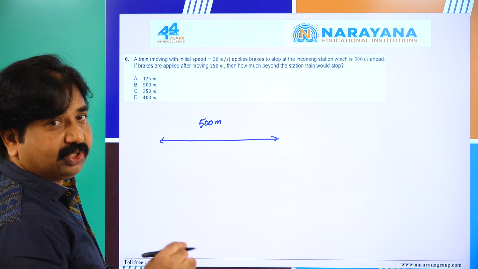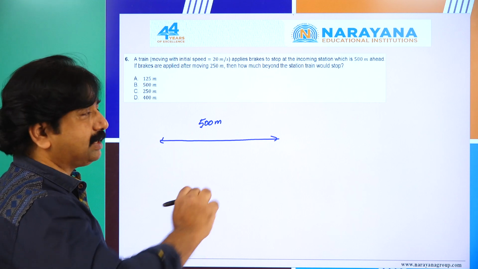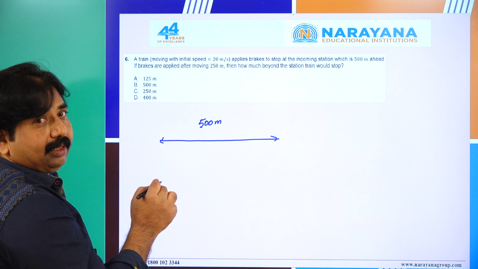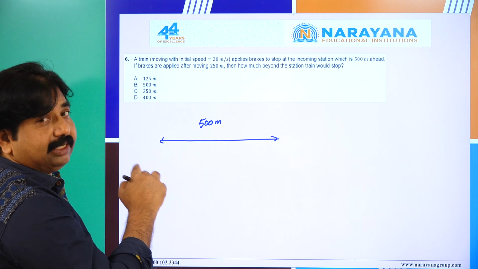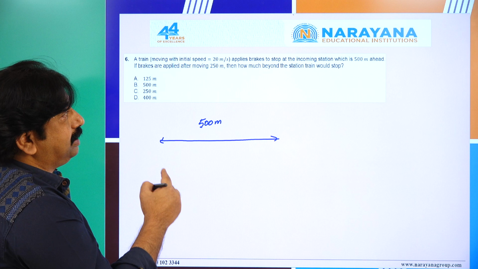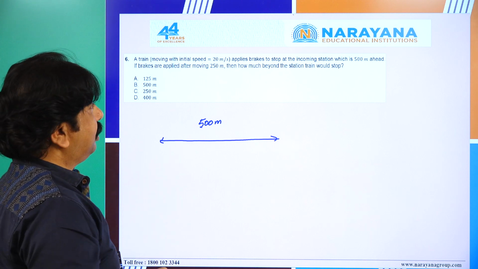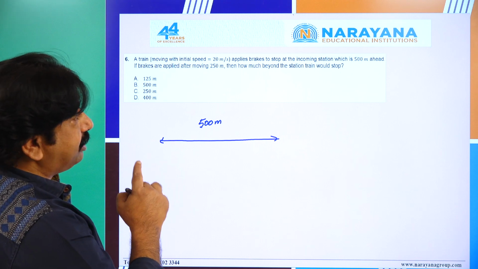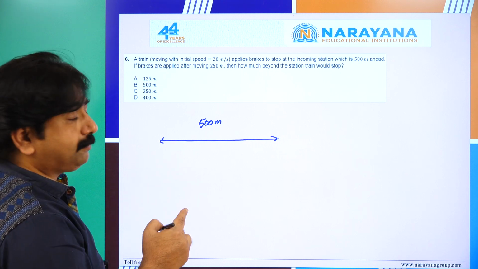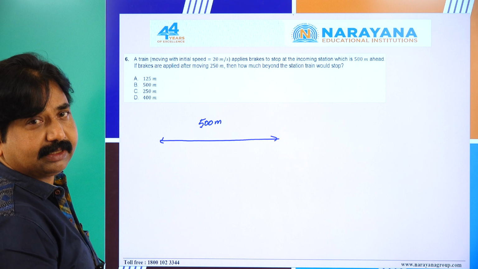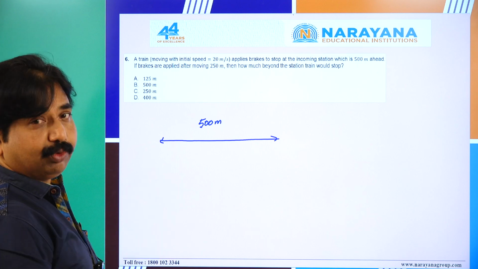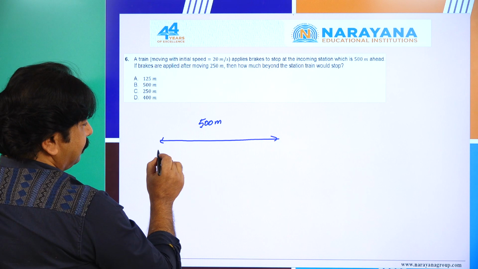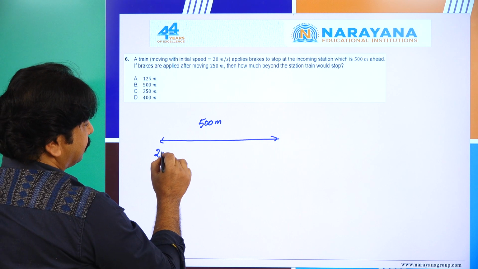But as per the question, we can take the information in such a way. That means we can imagine: if the brakes are applied at a distance of 500 meters before the station, it will come to rest at the station only. So, as per that one, we can write here. Initial speed is 20 meters per second.